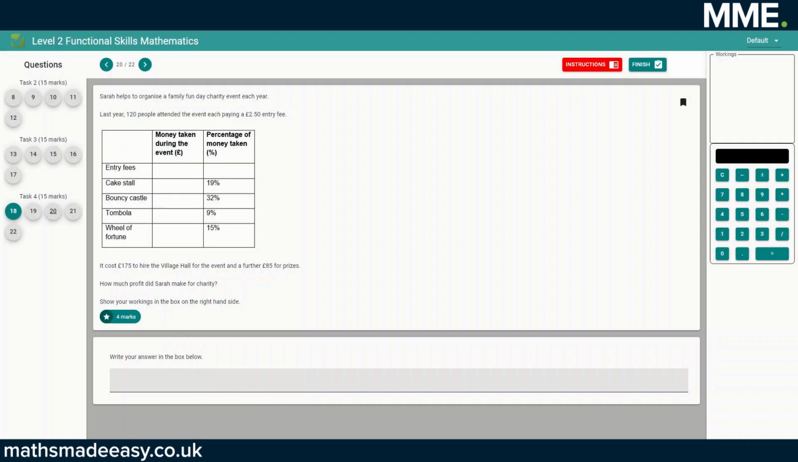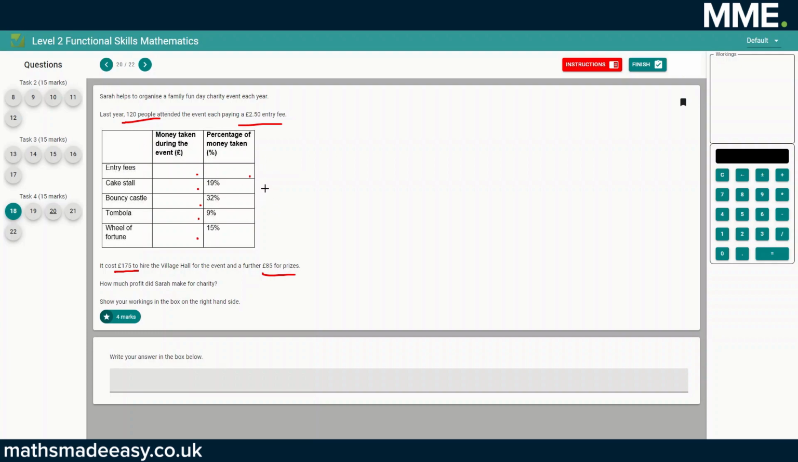Next, question 20. Sarah helps organise a Family Fun Day charity event each year. We get told that last year 120 people attended the event, each paying an entry fee of £2.50. It costs £175 to hire the village hall for the event and a further £85 for the prizes. And we're asked to calculate how much profit Sarah made for the charity. We're also given this table here where the percentage of money taken is given, with a missing value for entry fees and the money taken during the event, each of the terms is missing.